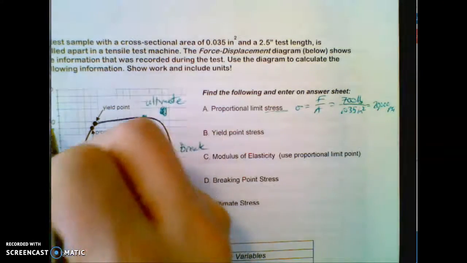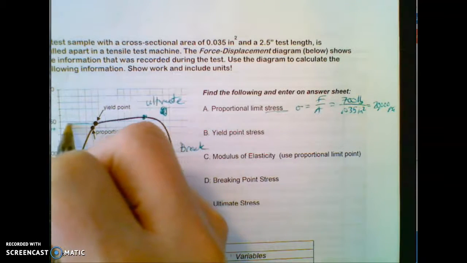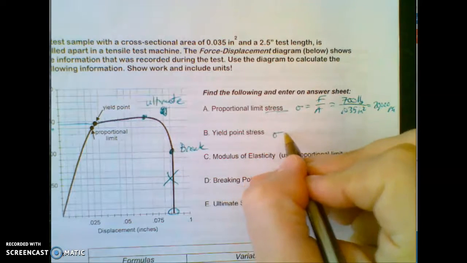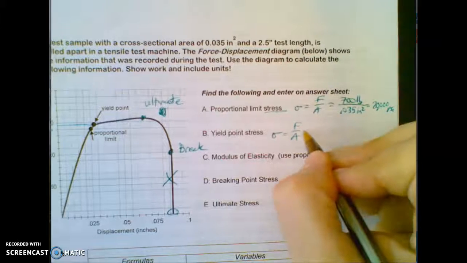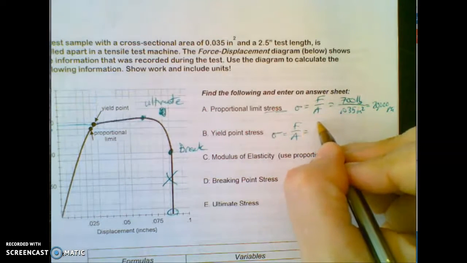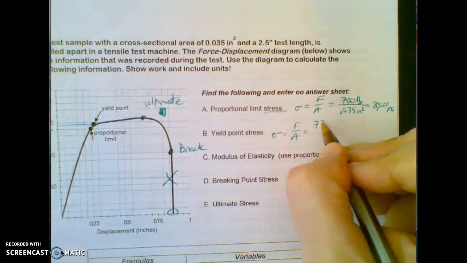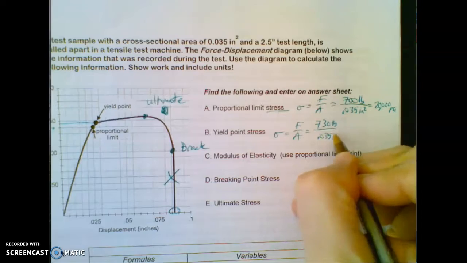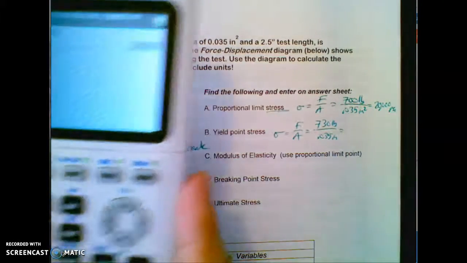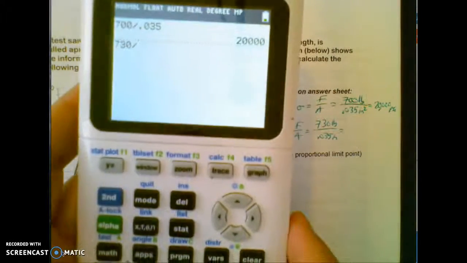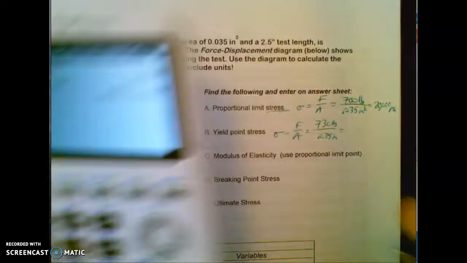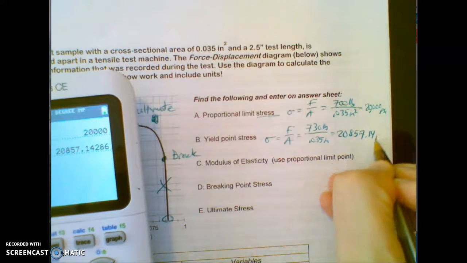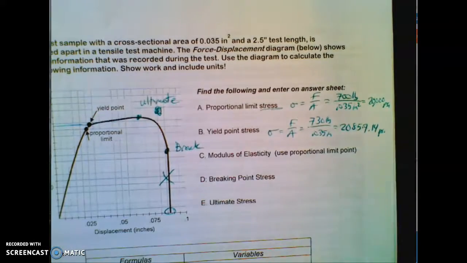Yield point is a tiny bit higher. To me, what's that look like? It looks like 730. So we're using the same formula. So it's the same area, and it's just a little higher pounds. So I expect a higher stress, 730 divided by 0.035. So you're really just manipulating these equations. Okay, so there's two answers.